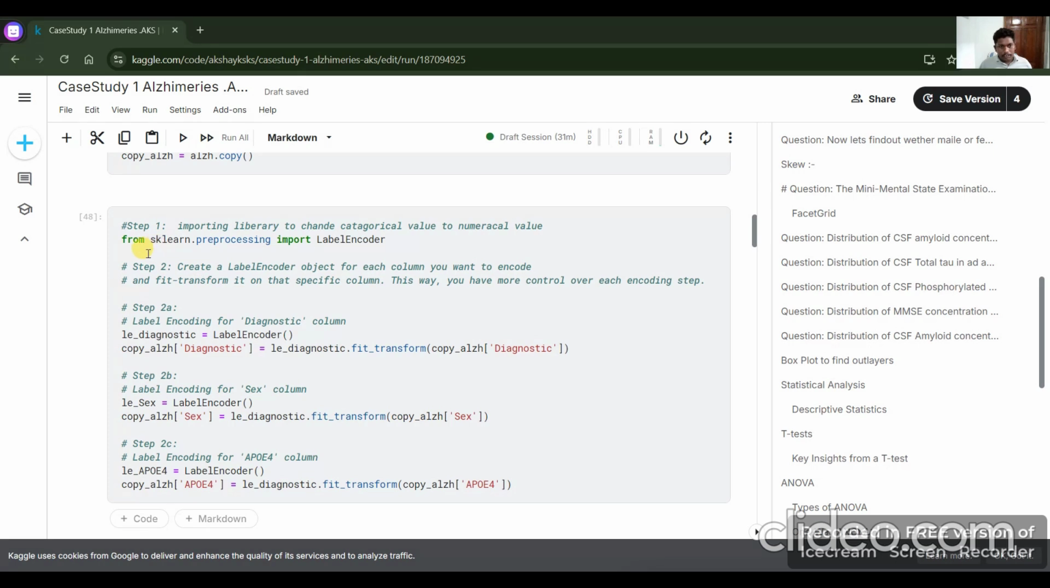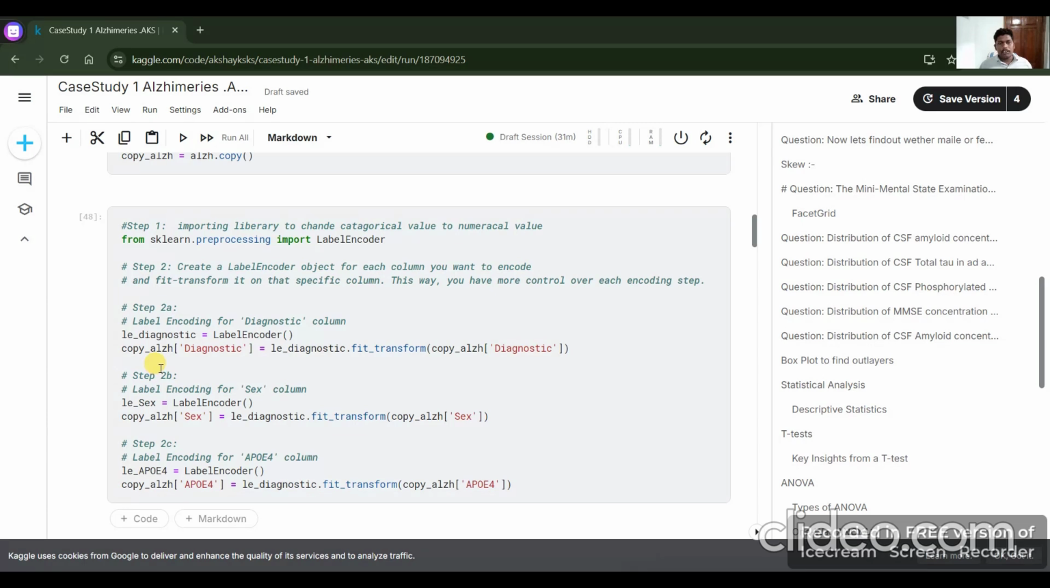Here we import label encoder from sklearn preprocessing. Step 1: importing libraries to change categorical values to numeric values, and then create a label encoder object for each column you want. Encoding with fit_transform on specific columns gives us more control in each encoding step, and then label encoding the diagnostics column.